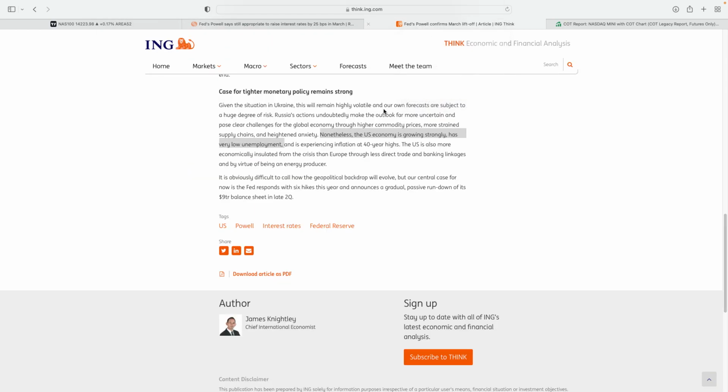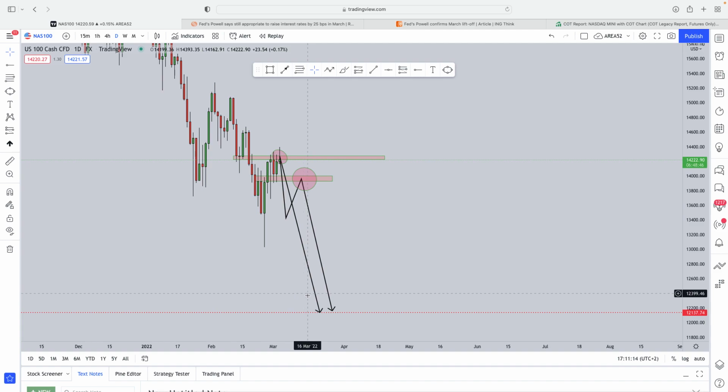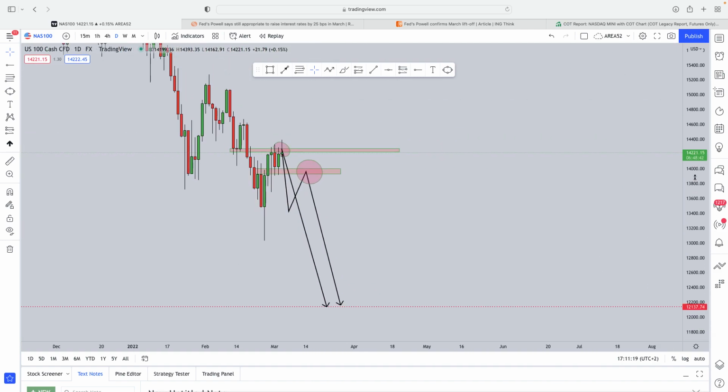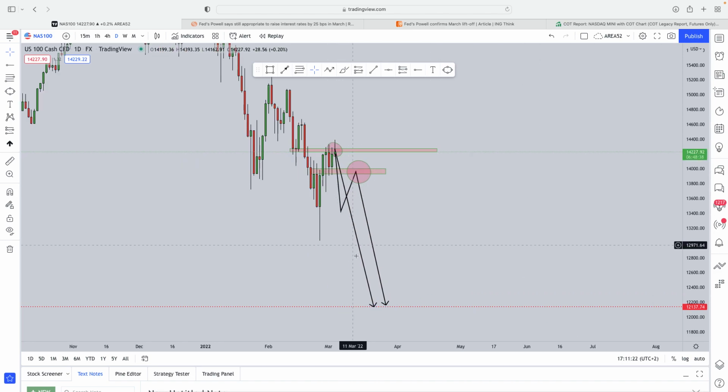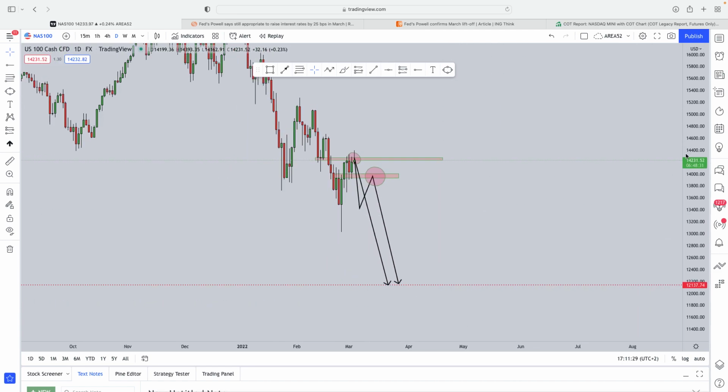Now, we can definitely expect this move to continue to the downside, because why? When interest rates go up, which Powell has confirmed yesterday is going to happen, we can definitely see the NASDAQ 100 go down to at least the 12,200 mark over there as well.